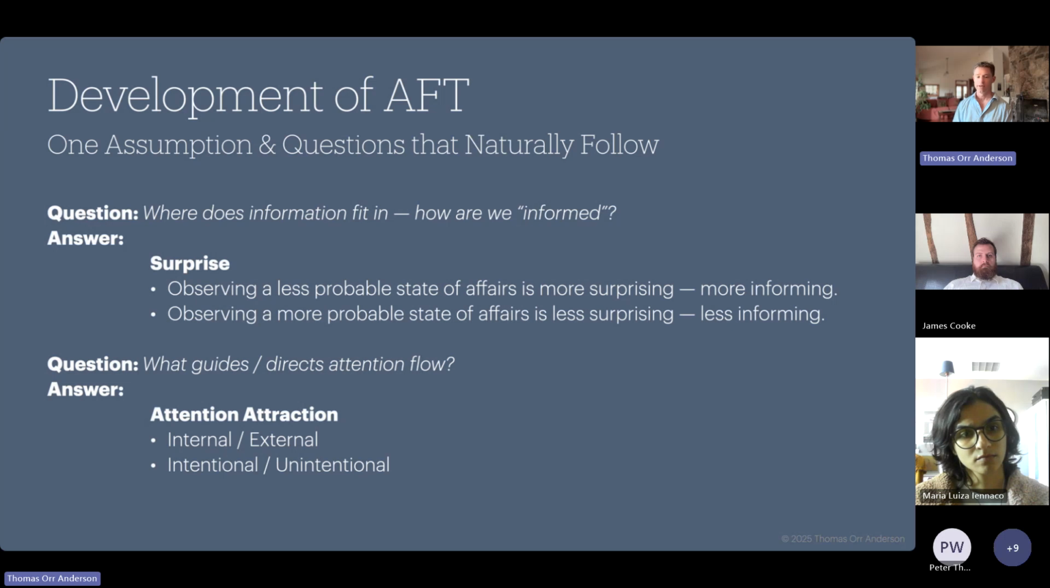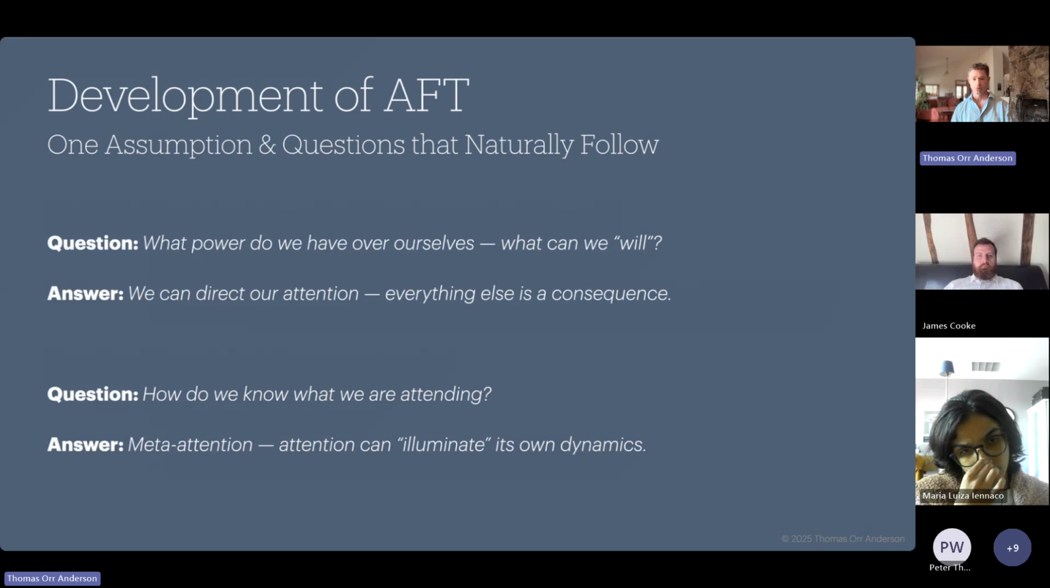Another question, where does information fit in? How are we informed? And the answer I suggest is surprise. Observing a less probable state of affairs is more surprising, more informing, and the converse. What guides and directs attention flow? In the simplest framing, attention attraction. Whatever attracts attention is that which guides it. Of course, it's more complex than that, and we'll go into that later. But a couple of axes of attention attraction are internal and external, intentional or unintentional.